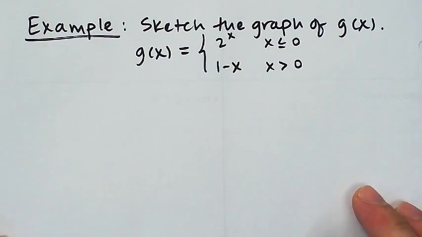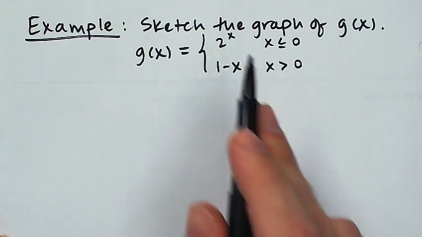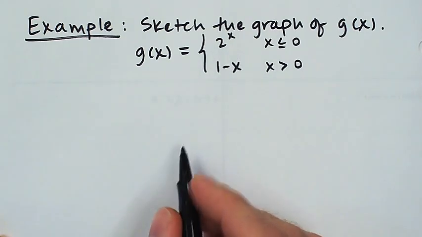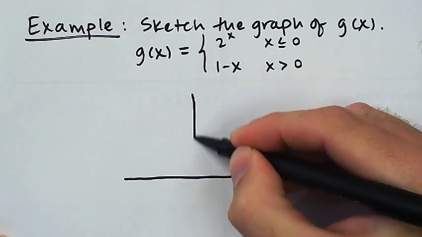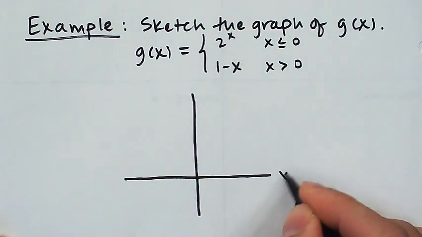Here's another one we could sketch. g of x equals 2 to the x when x is less than or equal to 0, and 1 minus x when x is greater than 0. Okay, so what I'm going to do, I'm thinking again, I'm not going to need much negative y space there. So I'm going to just make myself some axes.